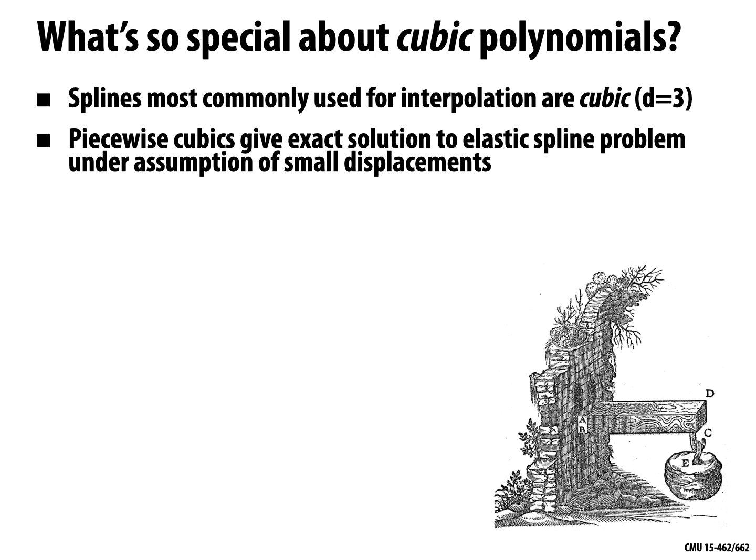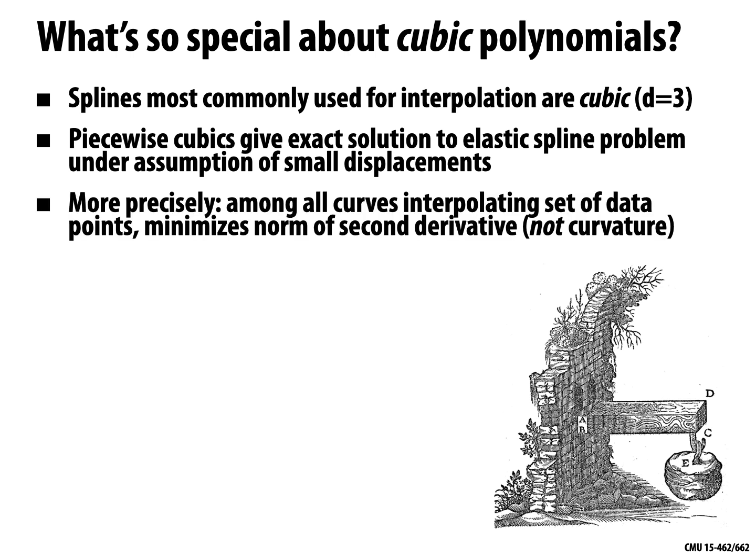More precisely, what do I mean by it gives this exact solution? More precisely, among all curves that interpolate the given set of data points, it's going to minimize the norm of the second derivative of that interpolating function. This is not quite the same as saying that it minimizes the curvature of that curve. The curvature is not quite the same as the second derivative, but for small displacements, these are very close.